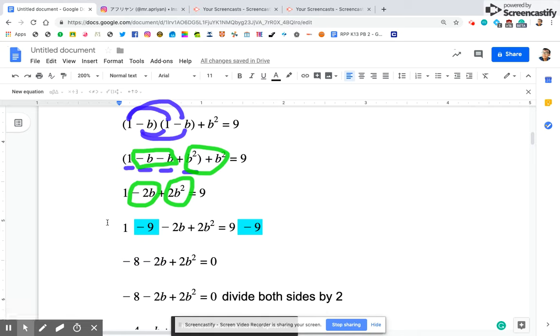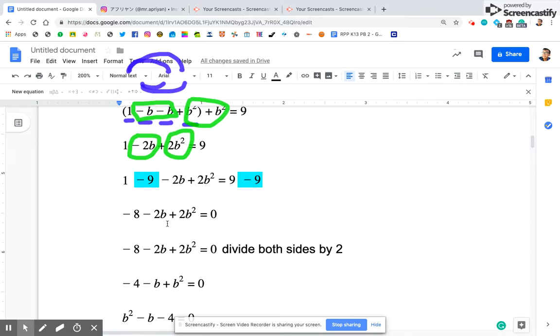Now I'm going to subtract both sides by 9. So the left hand side will be 1 minus 9, which equals negative 8. And we still have minus 2b plus 2b squared over here. And on the right hand side, we have 9 minus 9 equals 0. Now look, all of them are even numbers: negative 8, negative 2, 2, or at least 8, 2, and 2.